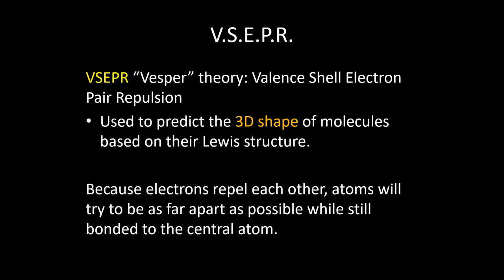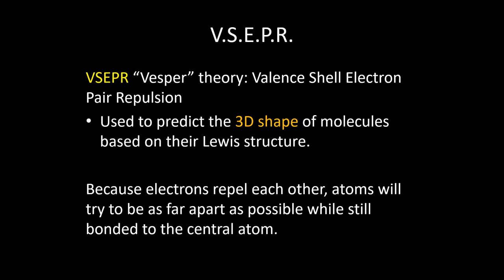VSEPR, valence shell electron pair repulsion. This is a theory that we are going to use to help us predict the shape of molecules using their Lewis structures, using how many bonds and how many lone pairs are on the central atom in a molecule. We can predict with stunning accuracy, actually, the shape of simple molecules anyway. And we can extrapolate that somewhat to larger ones as well, but we're only going to look at simple ones here in this class.